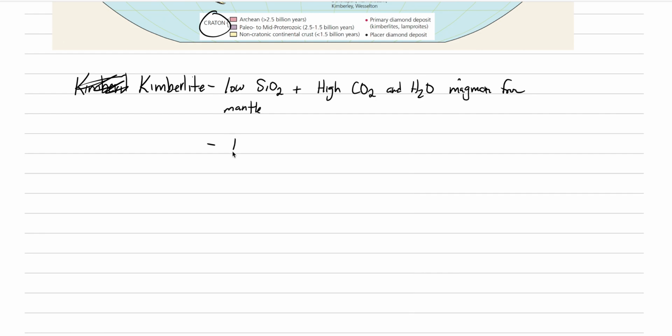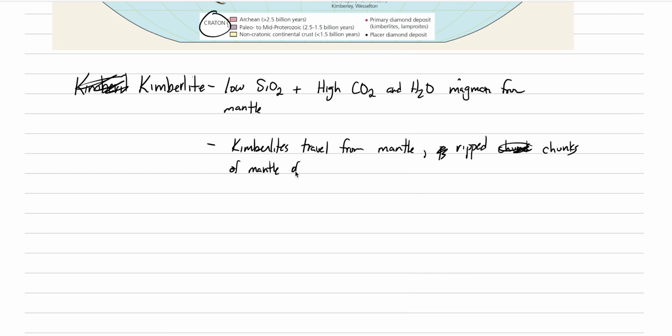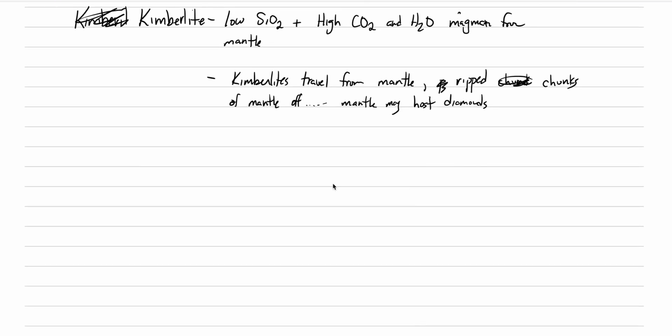So we're going to say here that kimberlites travel from the mantle, or you could also say through the mantle, and they rip chunks of mantle off. That mantle may host diamonds. It may not, but they may, and those would be the kimberlites that would be the very valuable deposits. And as it's ripping its way towards the surface, carrying xenoliths, we should put that word here. That's a word from intro that you should know: foreign rock bodies, xenoliths. It'll also then erupt explosively at the Earth's surface.